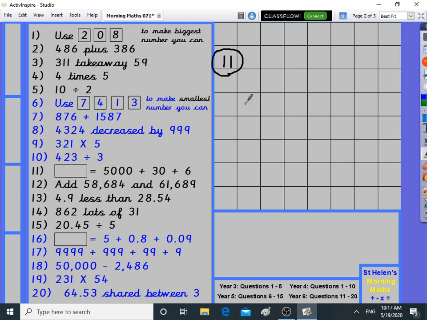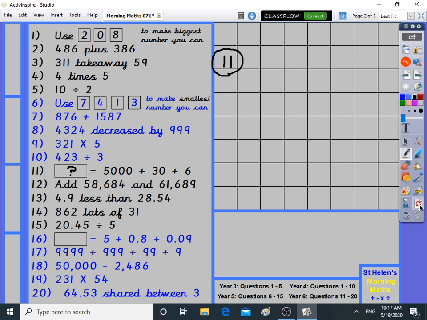What's question 11? Place value, a different kind of question to Year 4. Something, a mystery, could be a question mark. In this case, it's an empty missing box. Something equals 5,000 plus 30 plus 6.